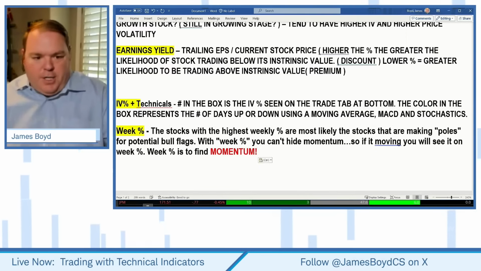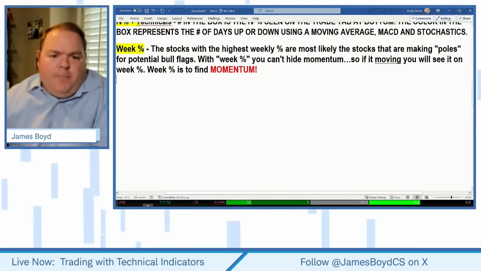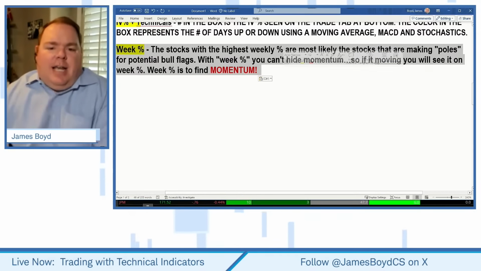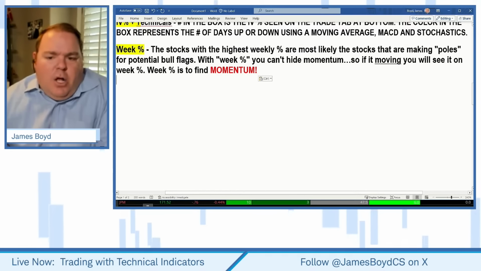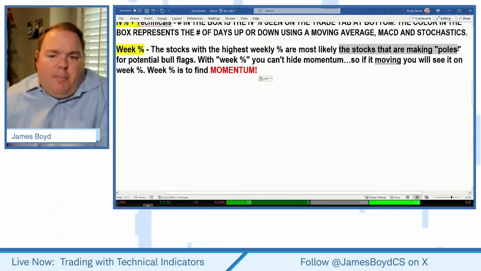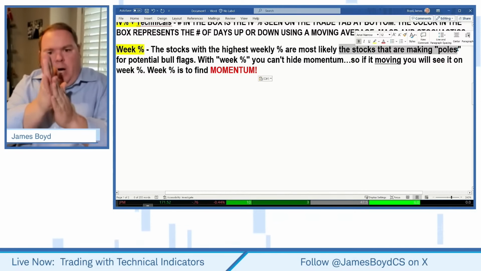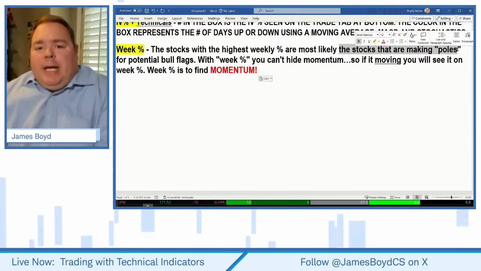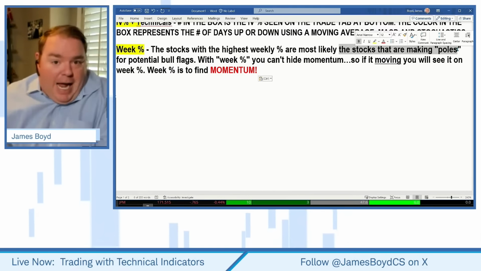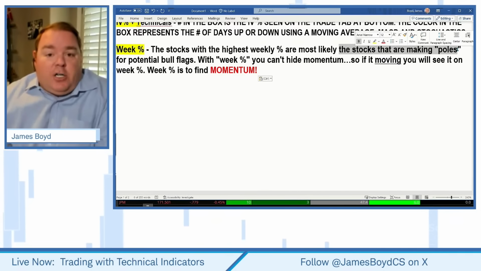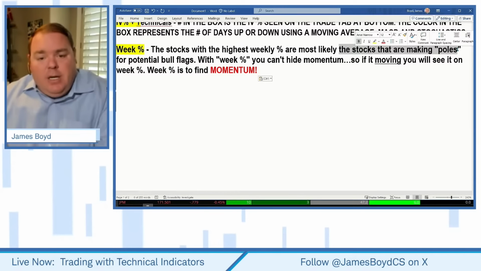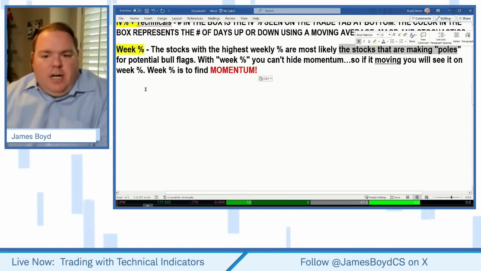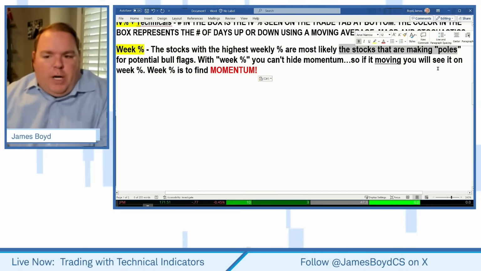Now, just real quick, let's take a look at this next one, which is: what's the purpose of looking at the week percent? The stocks that have the highest weekly percent are the stocks that are most likely making pulls. What I mean by pulls is the stock has gone up, up, up, up, up, up, up. The ones that go up the most could be starting to flag back, and investors start to watch for a pullback, a bounce, and then maybe a try to go back up again. So someone said, why would I look at the one week percent? Because we're looking at stocks that are making pulls. When you say pulls, what do you mean by pulls?